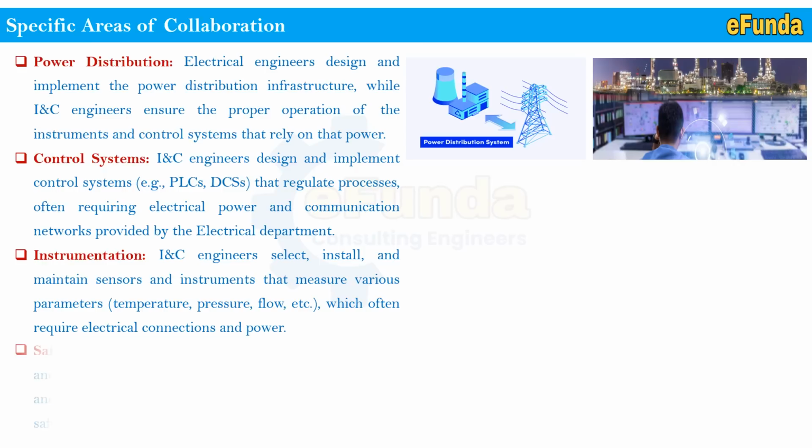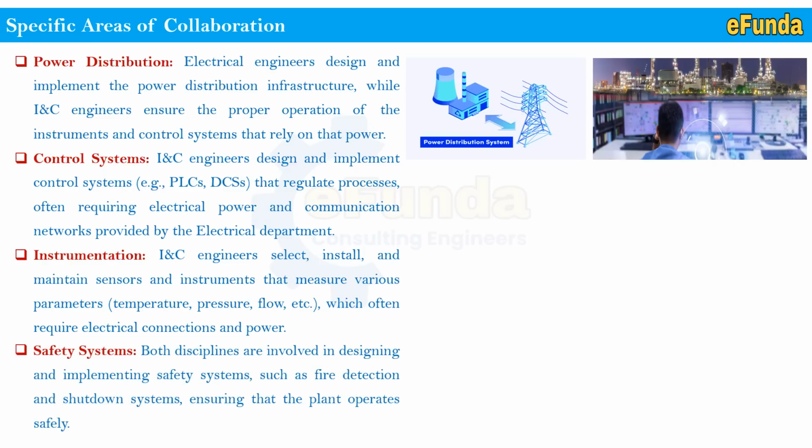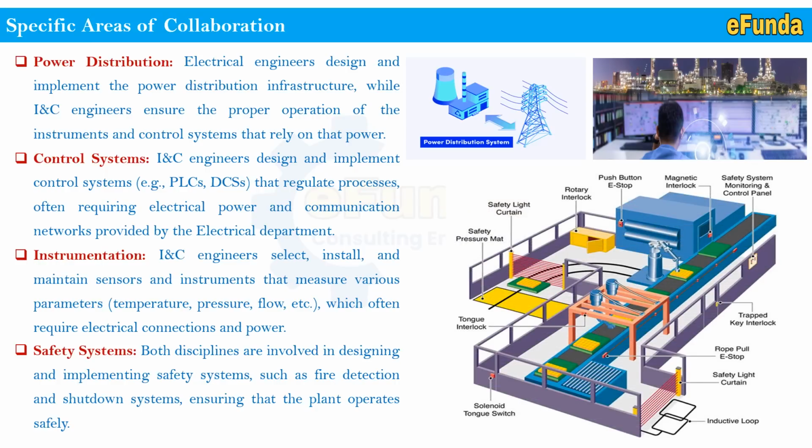Fourth, safety systems. Both disciplines are involved in designing and implementing safety systems such as fire detection and shutdown systems, ensuring that the plant operates safely. There are facility-wise changes being made with respect to the safety systems as per the specifications. However, for simplicity, one can refer to the deck where the solenoid tongue switch, inductive loop, safety light curtain, rope e-stop, pull e-stop, trapped key interlock, safety system monitoring and control panel, magnetic interlock, push button e-stop, rotary interlock, safety light curtain, safety pressure mat, etc. are being used.